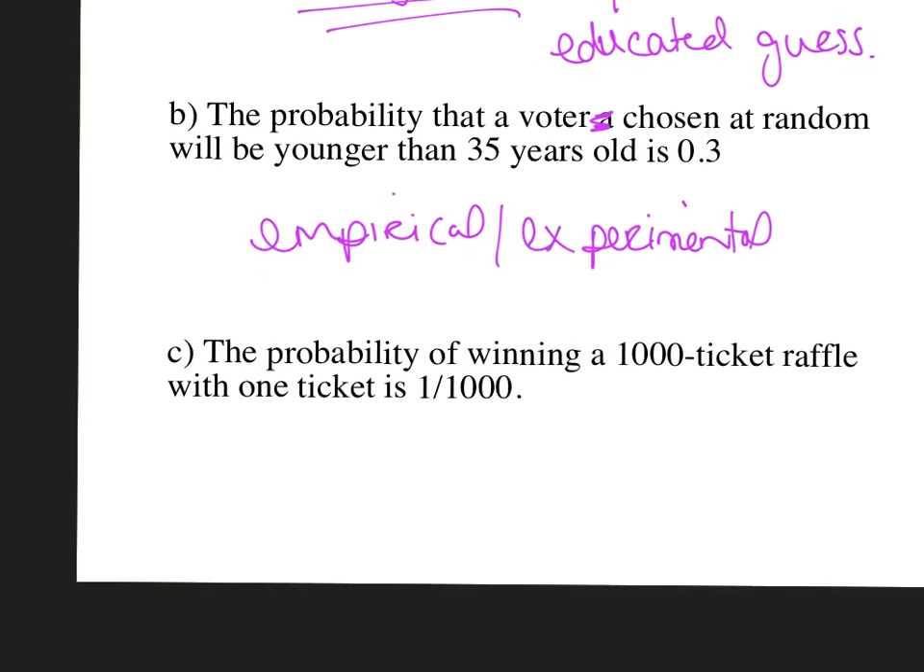And then the probability of winning a 1,000 ticket raffle with one ticket is 1 out of 1,000. This would be theoretical or classical, sorry. Okay. Because you bought one ticket, so there is your one simple outcome out of the 1,000 that you have. Okay, or the 1,000 that were sold. Okie dokie.